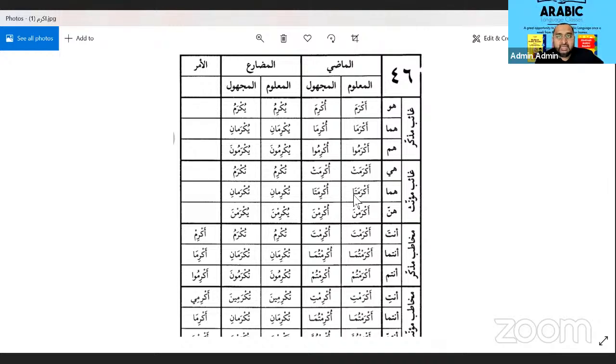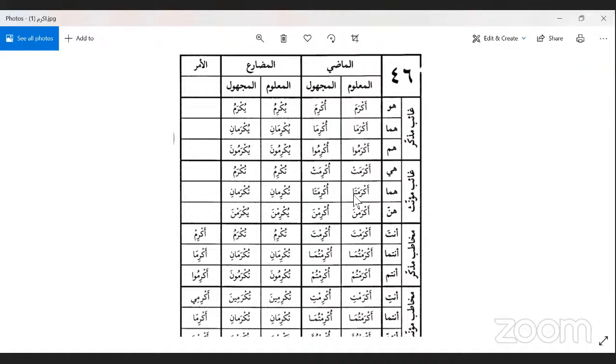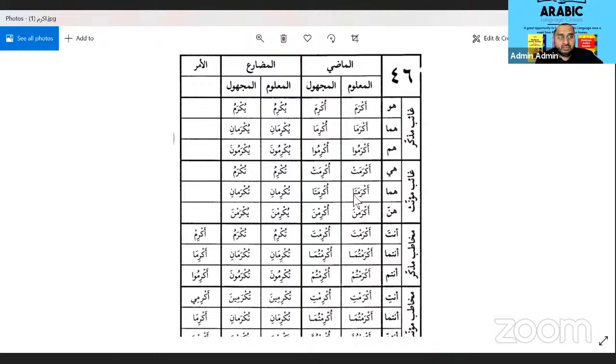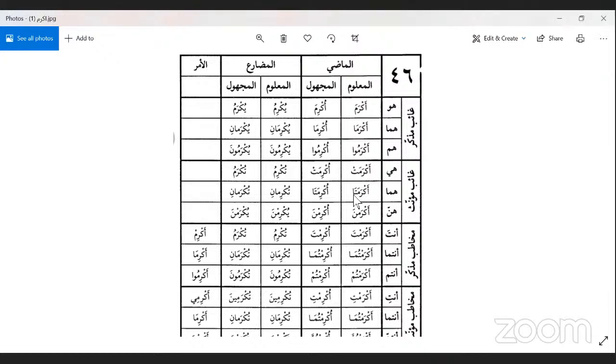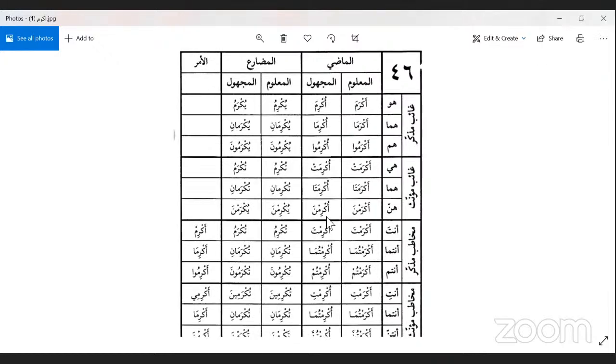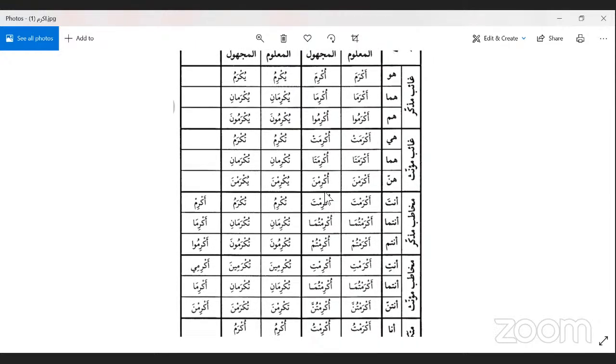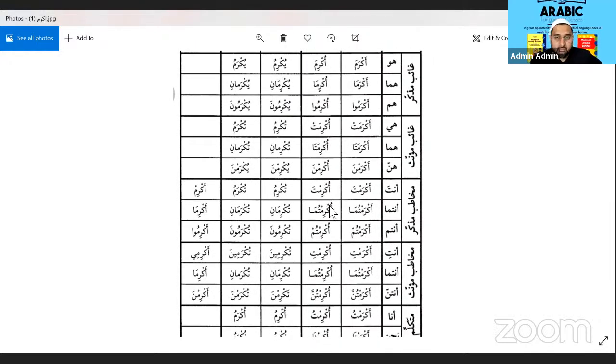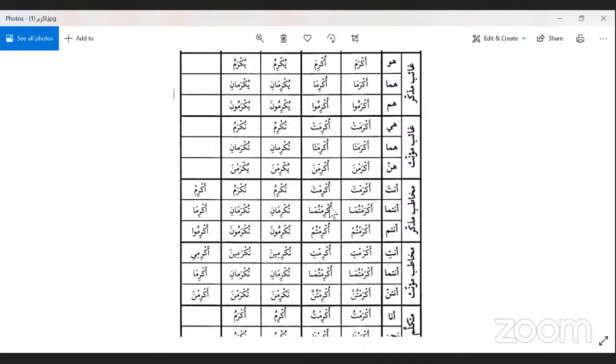So akrama means he gave respect to someone. You see there are two people involved in this action. So this is what a four-letter verb does. Akrama, he gave someone respect. Okay, go ahead. Huwa akrama, huma akrama. Translate as well. Huwa akrama, he gave respect to someone.